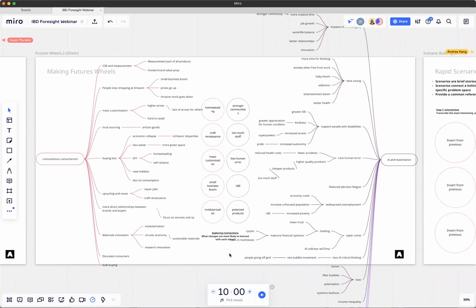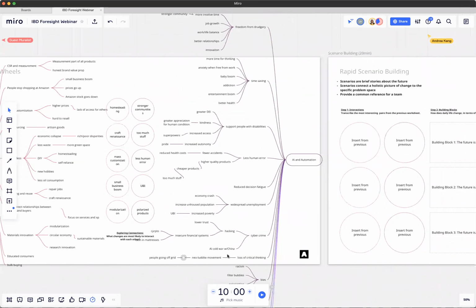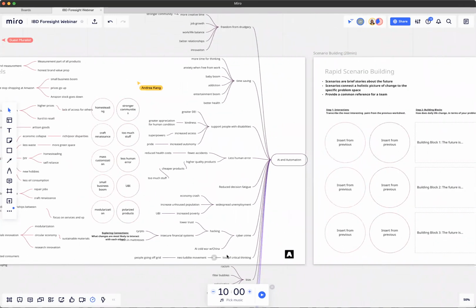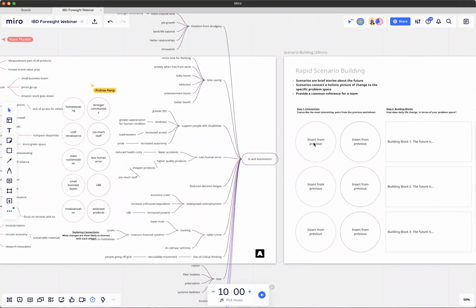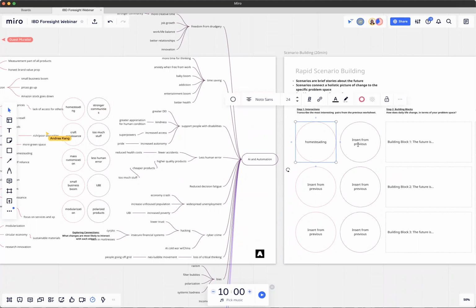Now we're going to use these relationships to generate some stories. So we're going to pick 3 of these to move over to our scenario building. So Andrea, pick 3. Give me 3 pairs. I love homesteading. So homesteading and stronger communities for one. Maybe a second one is small business boom and UBI.